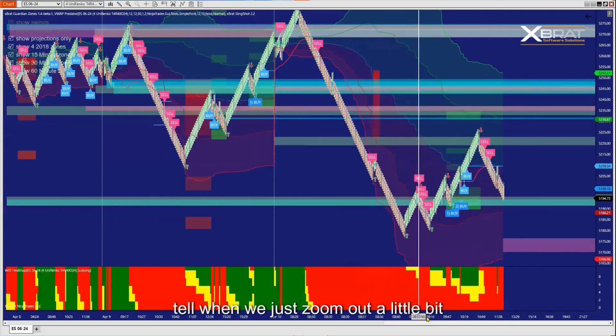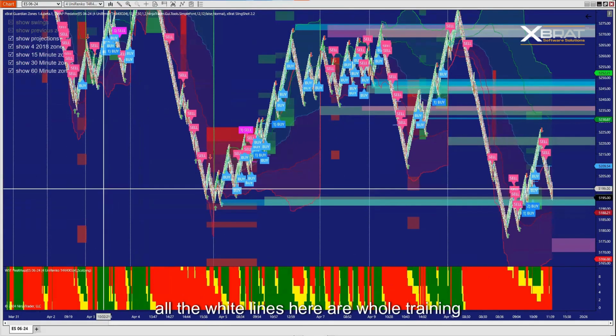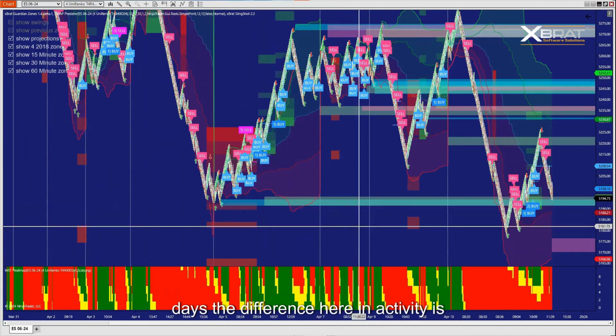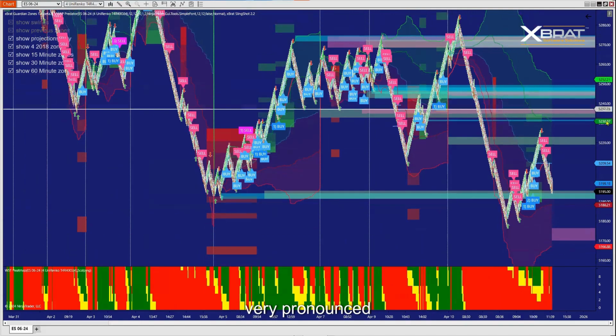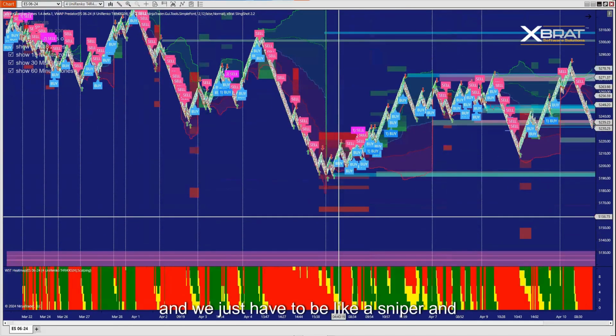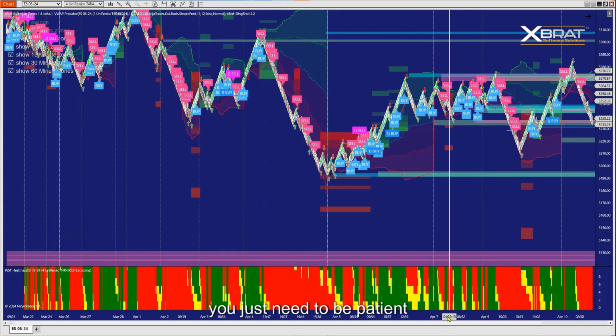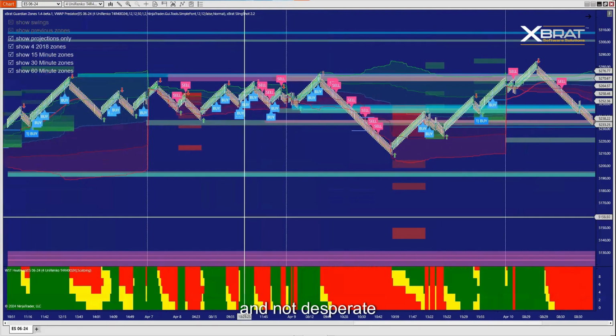And we just zoom out a little bit. All the white lines here are whole trading days. The difference here in activity is very pronounced, okay? And we just have to be like a sniper and wait for the confluence of the Slingshot and the VWAP Predator, get the confirmation, get the fresh air, and we trade. To be honest, you only need 2 a month, okay? You don't need that many to make a real good go of it. You just need to be patient and not desperate.